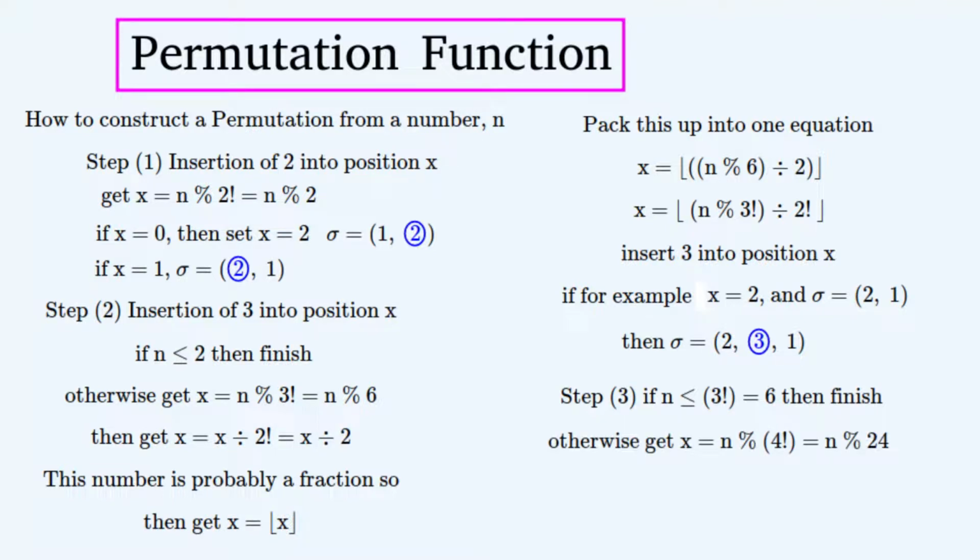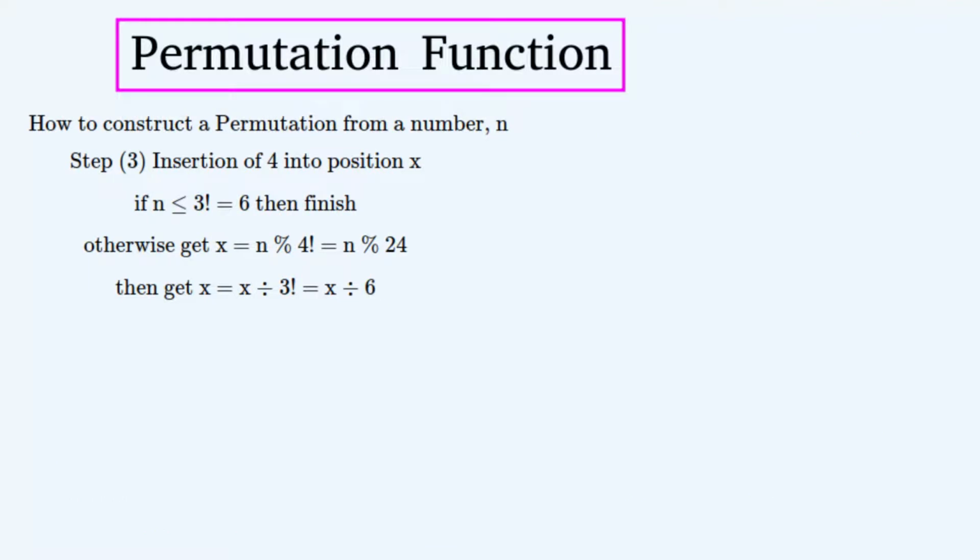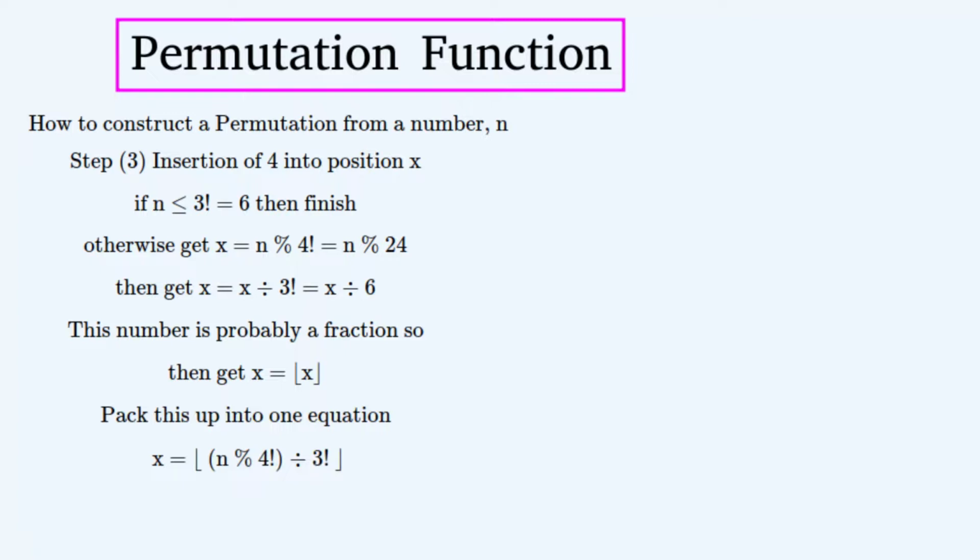Otherwise, calculate x by modulating it with 4 factorial, then dividing it by 3 factorial. I'll just rewrite all of this at the top of the screen here. Then get the next lowest integer using the floor function. And we can pack this all up into this formula.